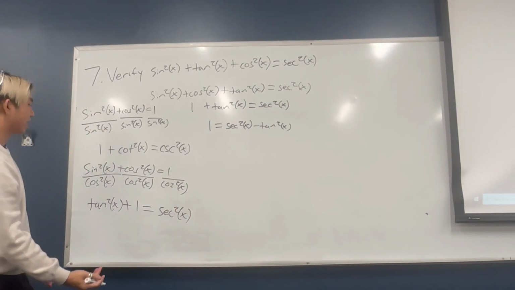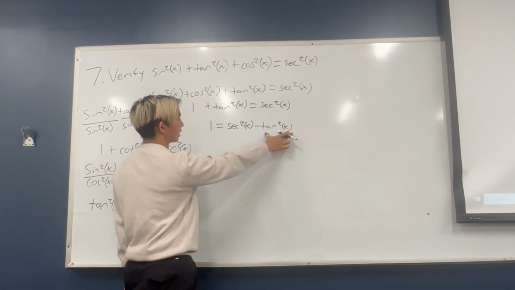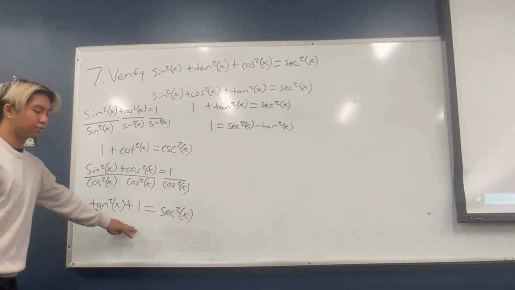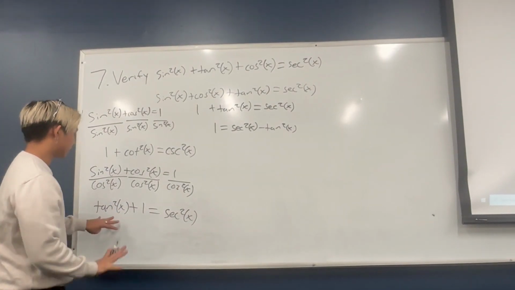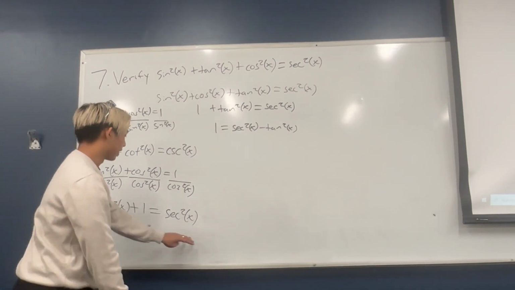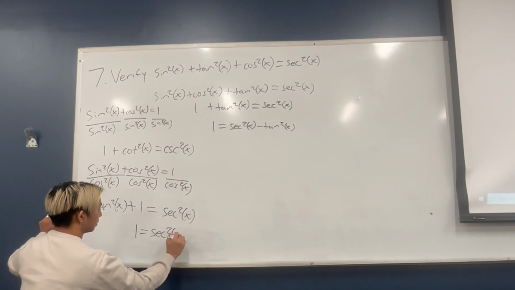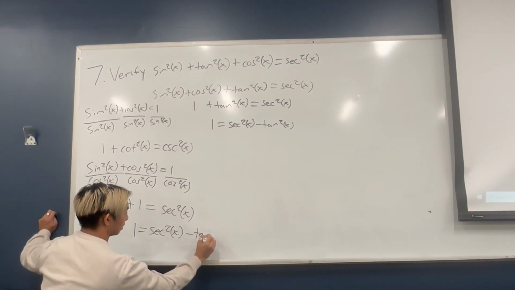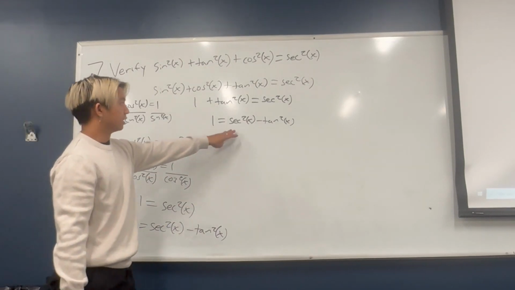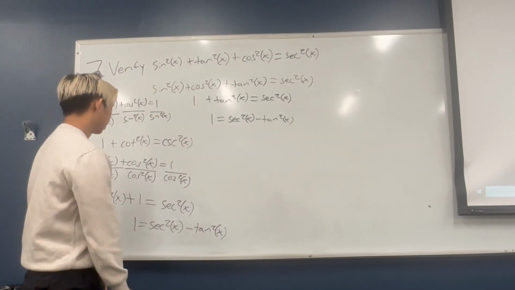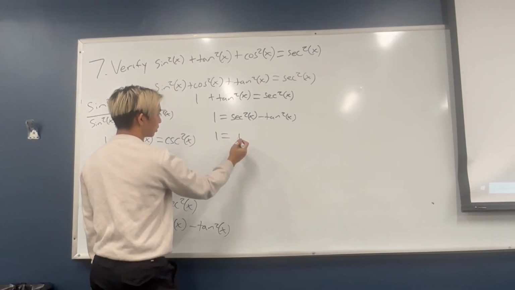So again, notice we have a secant squared x minus tangent squared of x, right? Does that look a little familiar here? If we just move this tan squared of x over here, we're left with 1 equals secant squared of x minus tan squared of x. And would you look at that, right? This guy looks a little familiar. So we're going to change him also into a 1. So this becomes 1 equals 1.